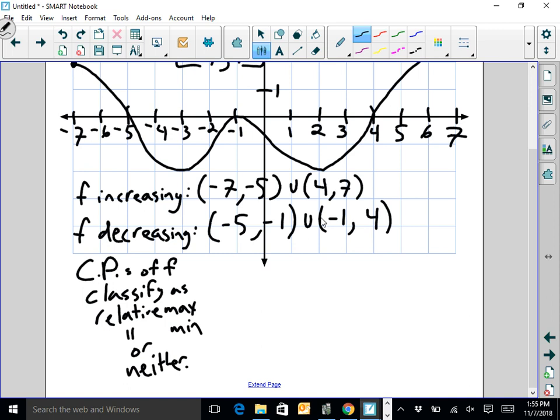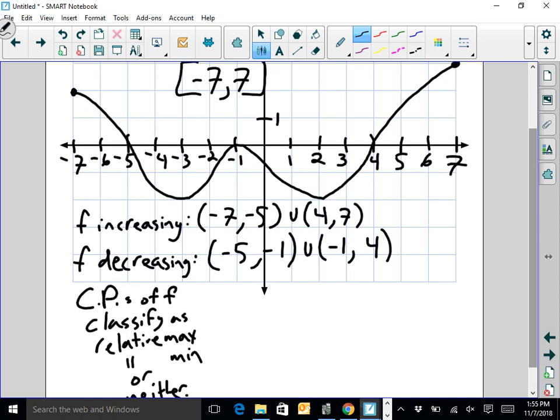Okay, so let's talk about critical points of F. Critical points of F occur anytime F prime is equal to 0. That is a definition that you have to know. Critical points of F occur when F prime equals 0 or F prime is undefined. Since nothing here is undefined, I don't have to worry about that. I'm just looking for the zeros. So here are the three I get. X equals -5, x equals -1, and x equals 4.